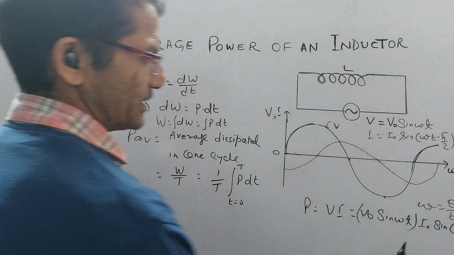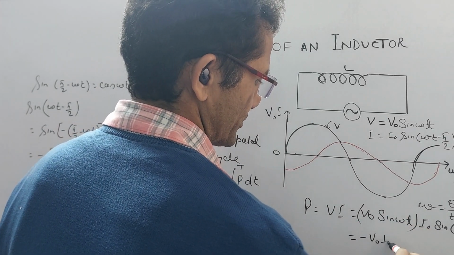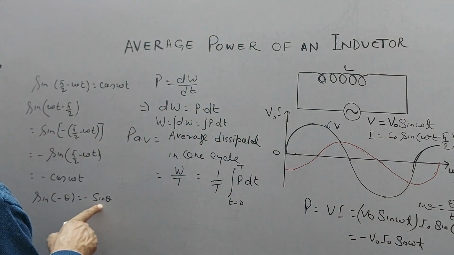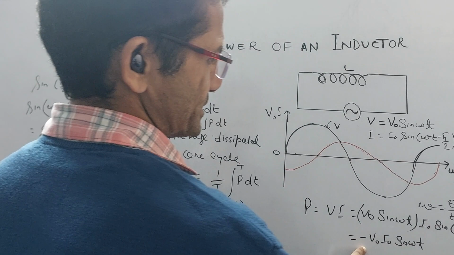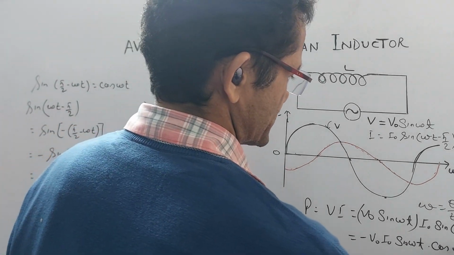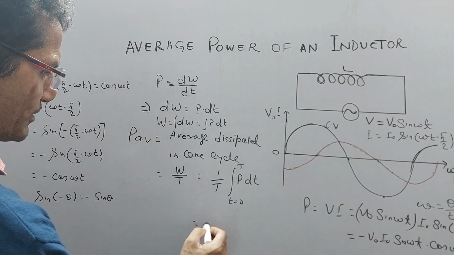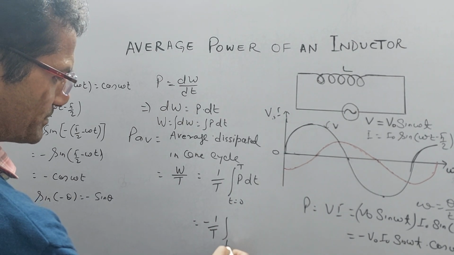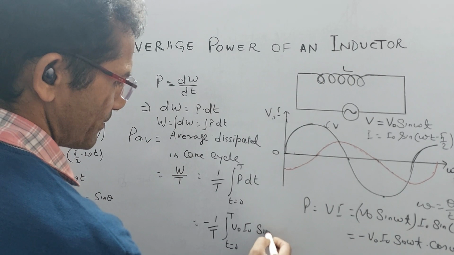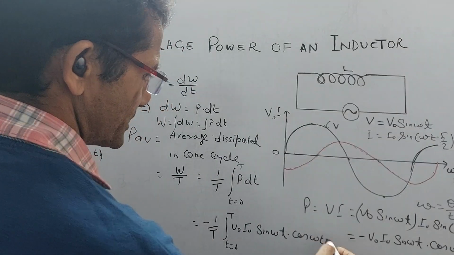If I place this value in this place, I would get minus V naught I naught sin omega t into sin 90. It has the value of minus cos omega t. Minus already there, cos omega t, minus cos omega t. So if I place these values here, the value comes out minus 1 upon T, integration from t equal to 0 to T of V naught I naught sin omega t and cos omega t multiplied with cos omega t, integration with respect to time.